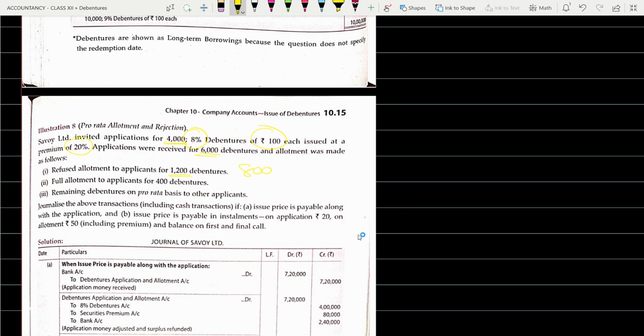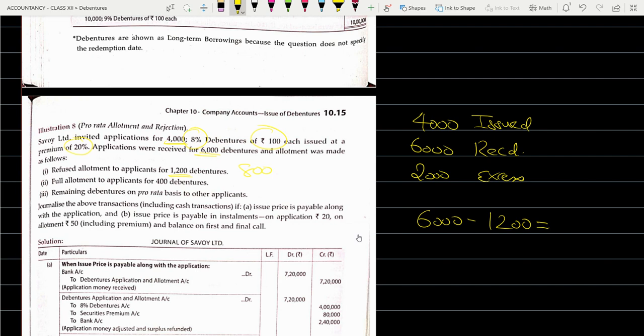Full allotment was made for 400 debentures. Okay, so look here. How many debentures do you have for issue? You have 4,000 for issue. But how many have you received? 6,000 you have received. So how much is the excess? 2,000 is your excess. So what they have done, if you see, is refuse 1,200 out of those 6,000 debentures. So from this 6,000, if you reduce 1,200, what will be the result?